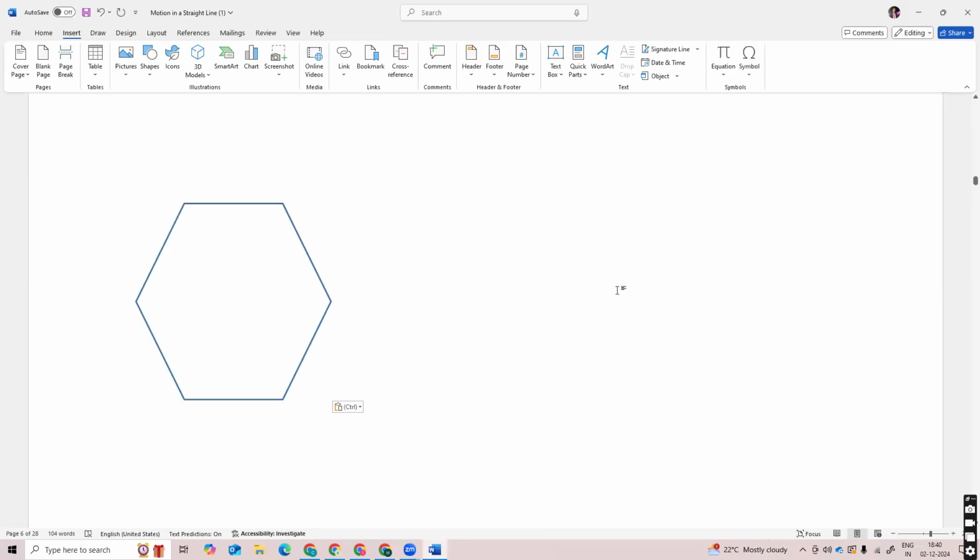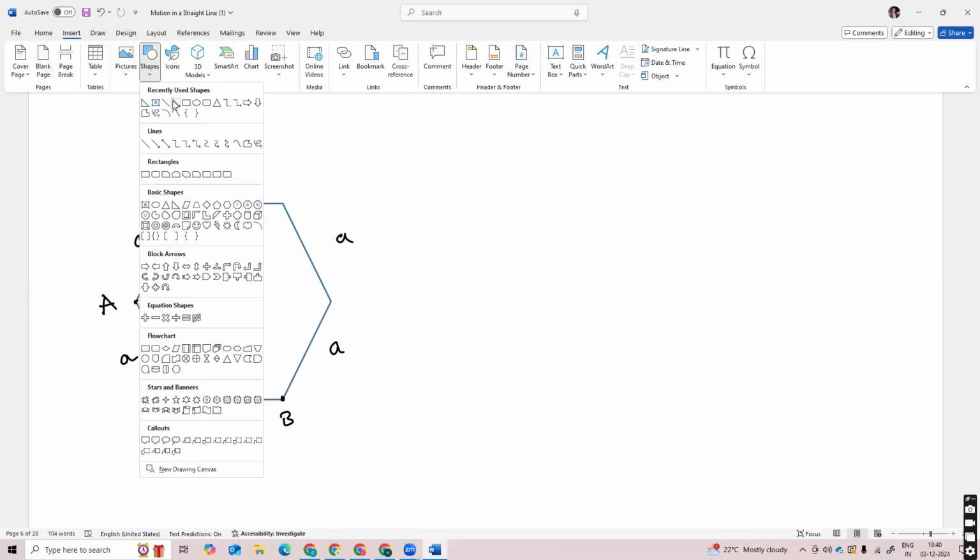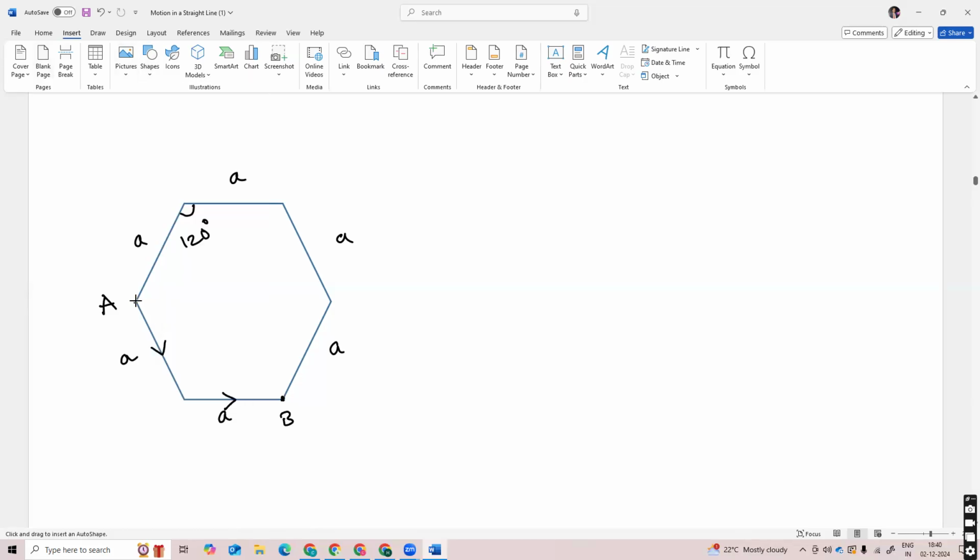So here we have this regular hexagon where each side has length A. This angle is 120 degrees. Now if a person is standing at this point, let's say A, then he travels by this path and reaches this point B. So here A is the initial point and B is the final point. And if they ask us to find out the distance and displacement in this case.